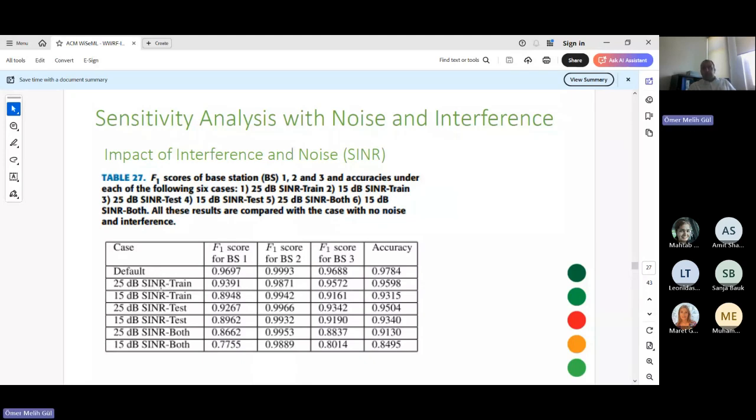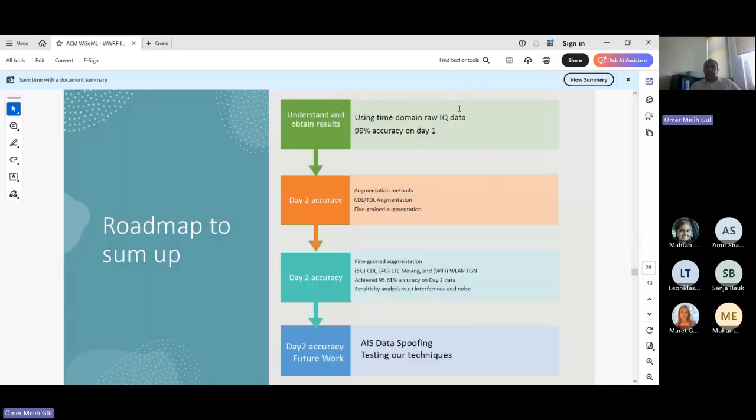In this case, again, we achieve some similar result. And again, the 15 dB SINR in both train and test data makes the F1 score for base station 1 reduce to 77.5%. And what we did in this one, we used time domain raw data and got 99% accuracy on day one with the classical techniques. Then we used augmentation and fine-grained augmentation techniques. We have CDL and TDL augmentation, fine-grained augmentation, and then we continue with the fine-grained augmentation, and we make 5G CDL, 4G LTE moving, and Wi-Fi WLAN TGN, and we achieve an accuracy of nearly 96% on day 2 data.